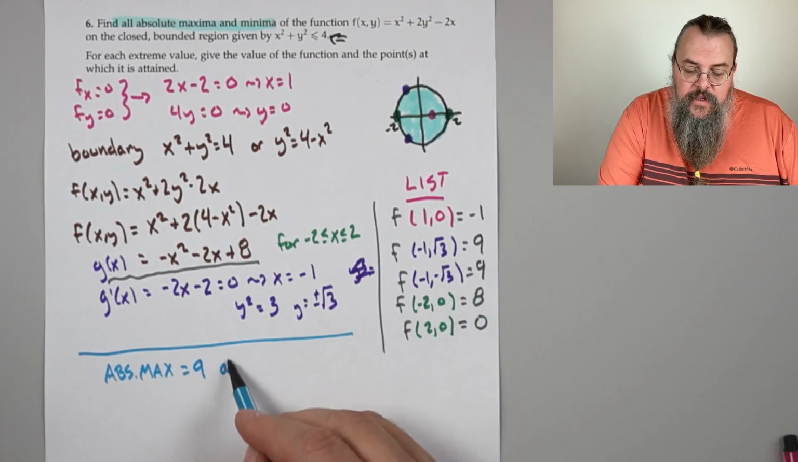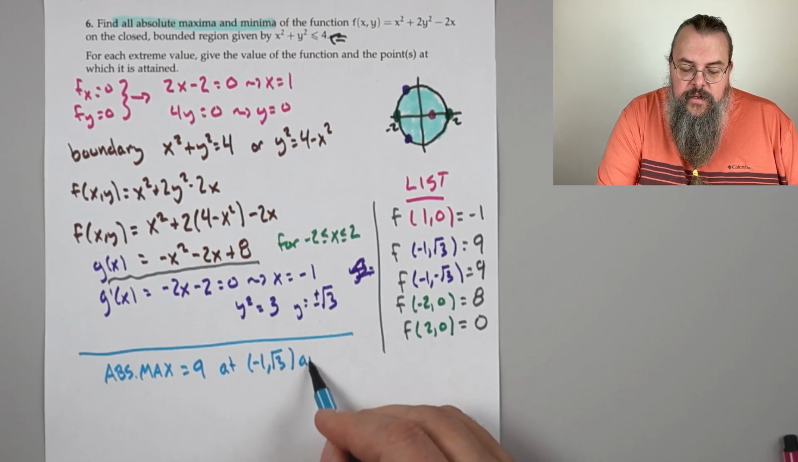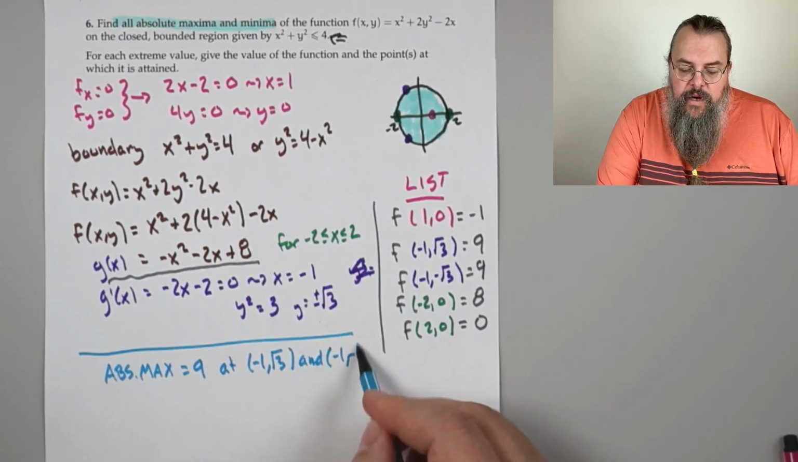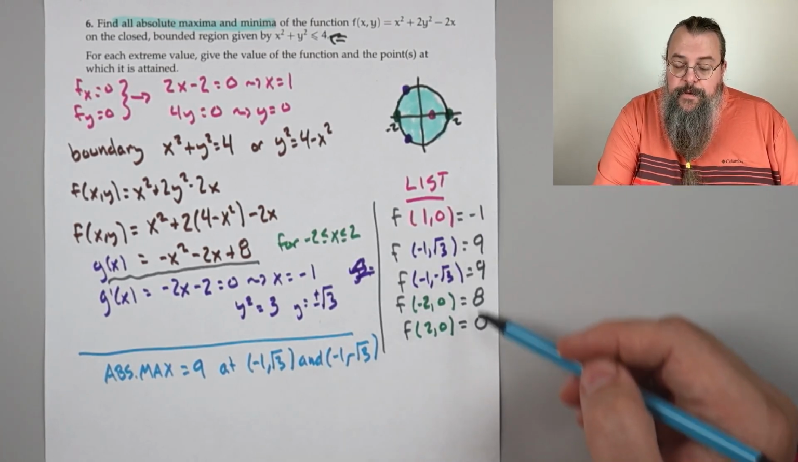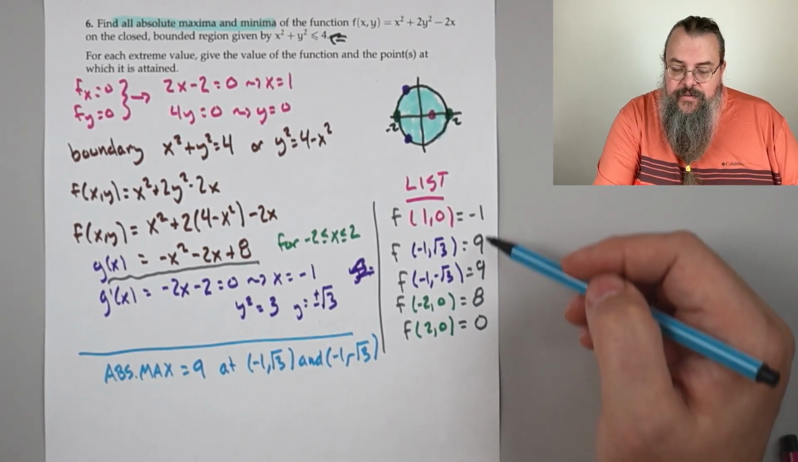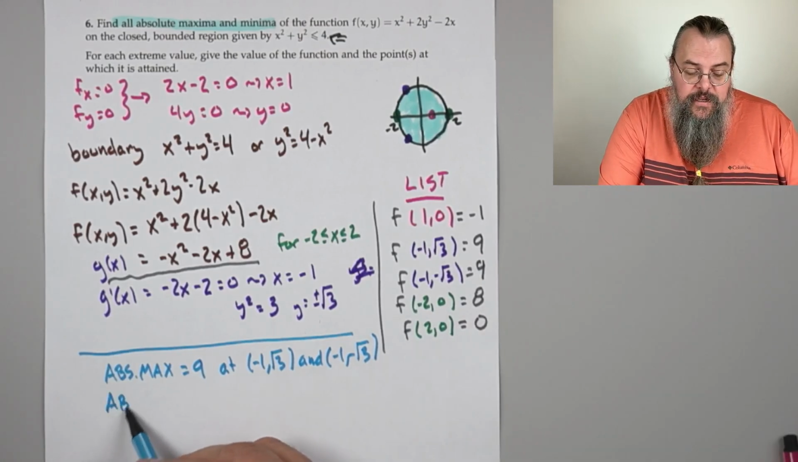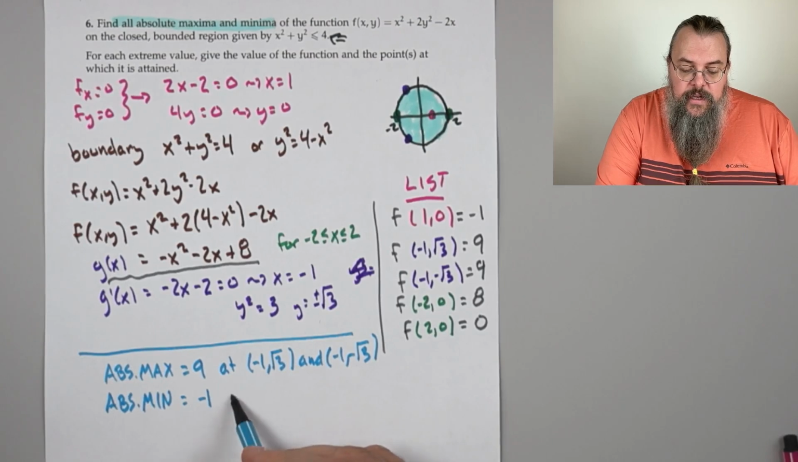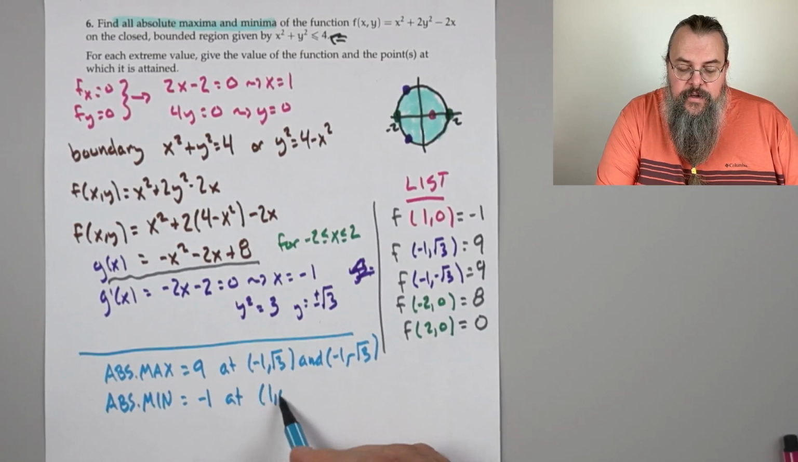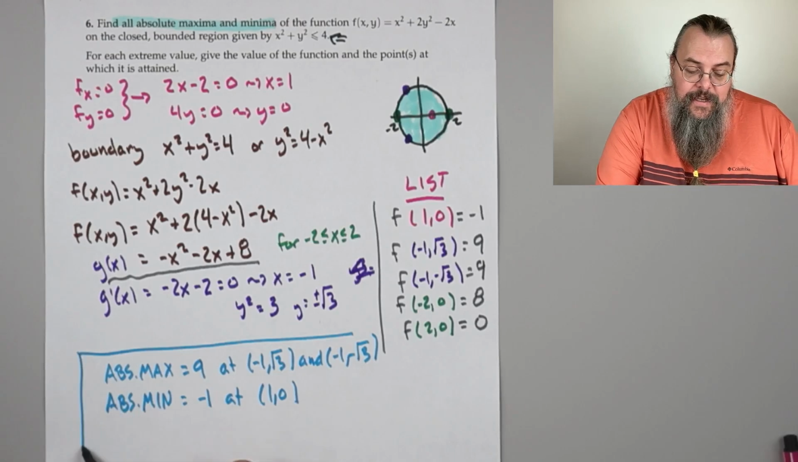So at -1 plus square root of 3 and -1 minus square root of 3. Okay. Scan for the smallest number on your list, -1. So the absolute min is -1 at 1, 0. Only one place this time. And we're done.